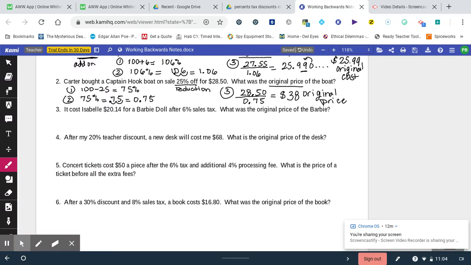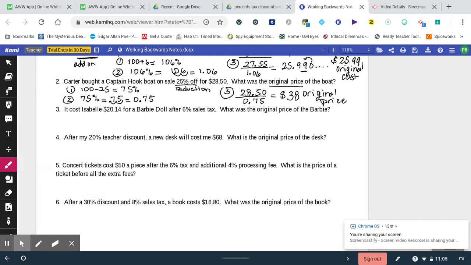So still you either add 100 or subtract 100. Still moving your decimal 2 places to the left to change your percent to a decimal. But instead of multiplying your decimal and the number, you're dividing the number by the decimal. So again, working backwards. All right, look at 3.